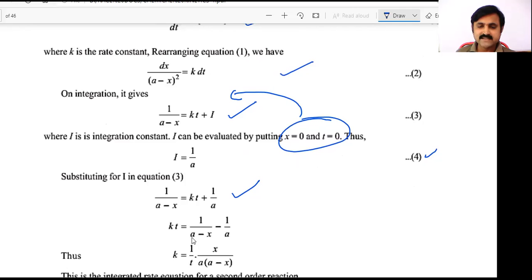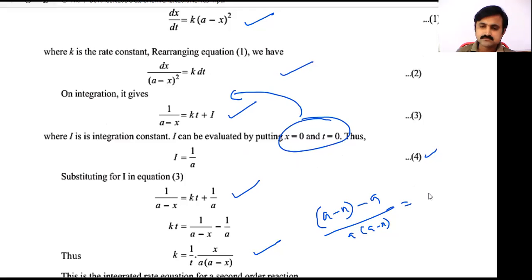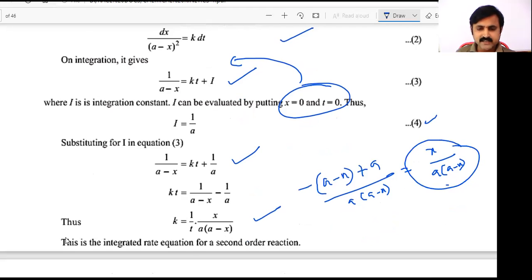After this, t is sent towards the right side, so this equation became 1 by t into x by a into a minus x. After getting the LCM, because the LCM is a minus x minus a by a into a minus x, that is equal to x by a into a minus x. Yeah, this is minus, this is plus. So like that we got the x. So it is called the integral equation of the second order reaction.